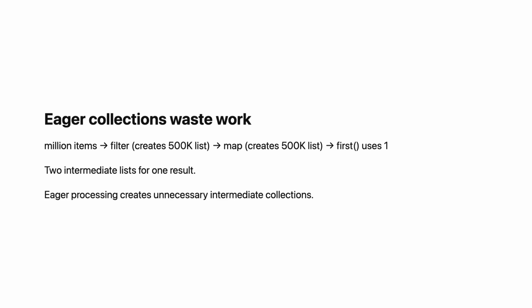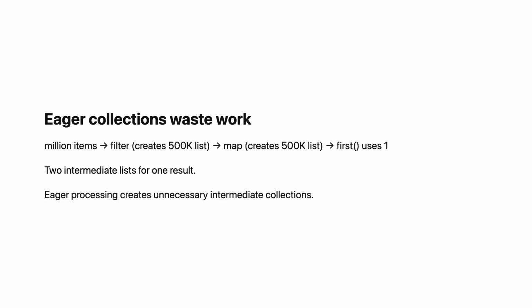creates waste. Imagine 1,000,000 elements. Filter creates a list of 500,000. Map creates another list of 500,000. You take one element, two intermediate lists for one result. The waste is memory. Creating large intermediate collections costs. The waste is time. Processing elements you never use.